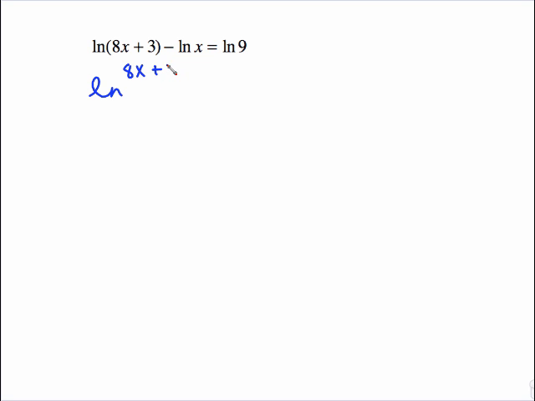What I always think about is when I see a minus, I'm thinking about that being a big, long fraction line equals natural log of 9. Now this is nice because if you have natural log written one time on each side, we've done our condensing, we can drop the natural log and we have a plain old equation. (8x plus 3) over x equals 9. I'm going to write it as 9 over 1 because I like to cross multiply.